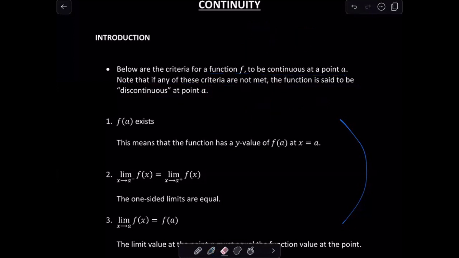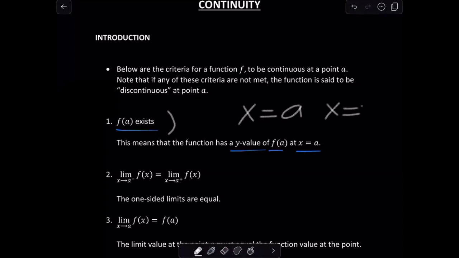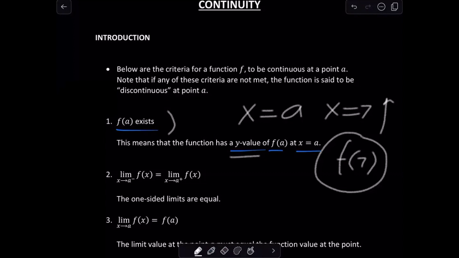So let's take a look at the conditions for continuity. So f of a exists. What this means is that the function has a y value of f of a at x is equal to a. This essentially means that the function is defined at the x value of a. So if I say, okay, let's use x is equal to 7, what is f of 7? This should give you an answer. It should give you a y value. For example, maybe it could give you 10, -5, whatever the case may be. This must not be undefined.